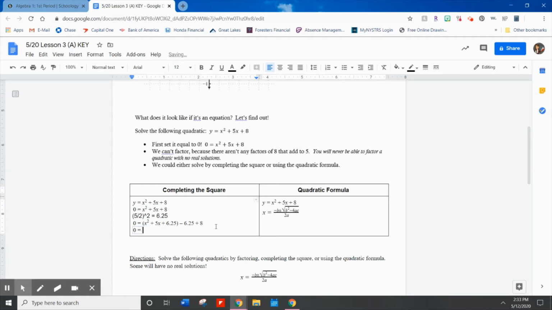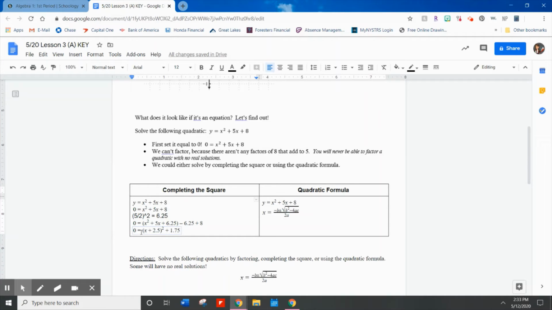So this is kind of weird. Factors of 6.25 that add to 5. That's kind of complicated. I'll give you a little hint here. Whatever is in the parentheses is always half of your b term. So half of 5 is 2.5. X plus 2.5 squared. Because if you do 2.5 times 2.5, that's how we get our 6.25. And when you combine like terms, you get that 5x. Now we have to simplify negative 6.25 plus 8. And we get a positive 1.75.